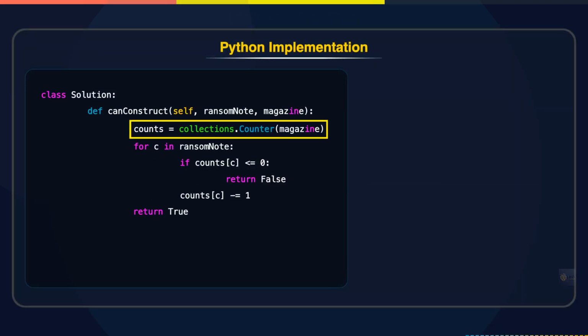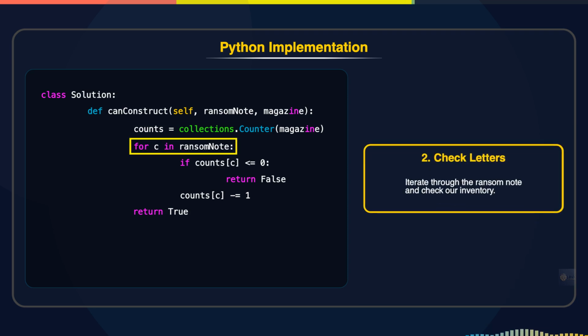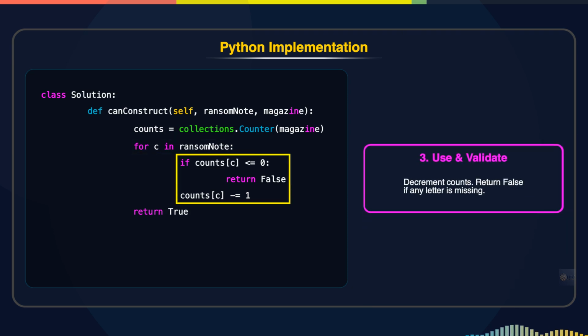We start by using the Counter class from the collections module to create our frequency map of the magazine. This one-liner efficiently builds our inventory. Next, we iterate through each character in the ransom note. Inside the loop, we check if the character is in our map and if its count is greater than 0. If it is, we decrement the count in the map. This represents using a letter from our magazine inventory.